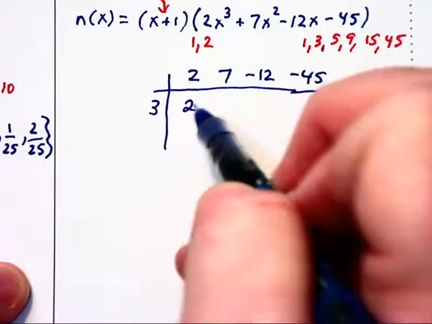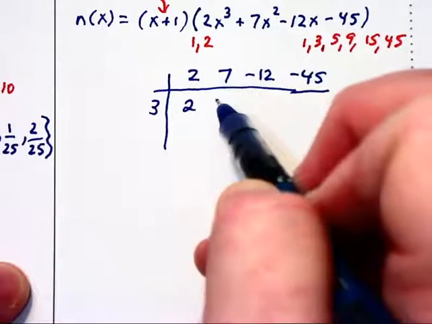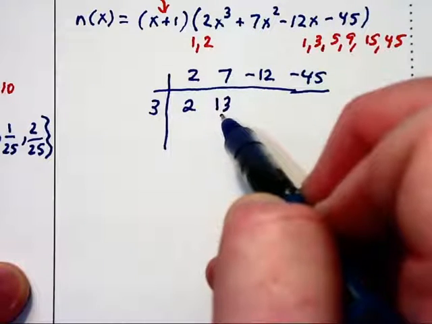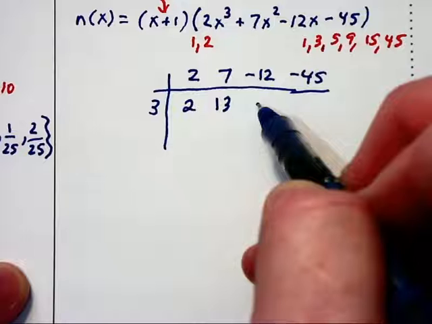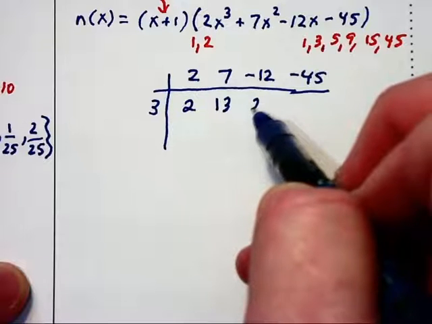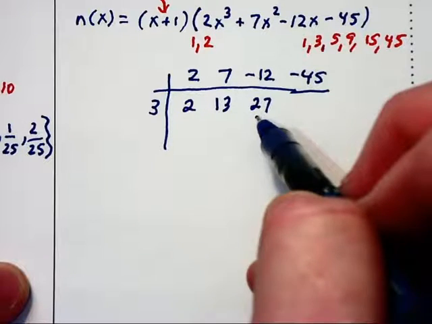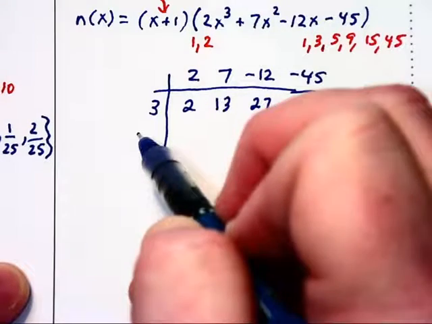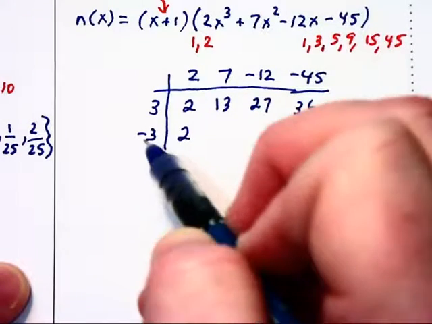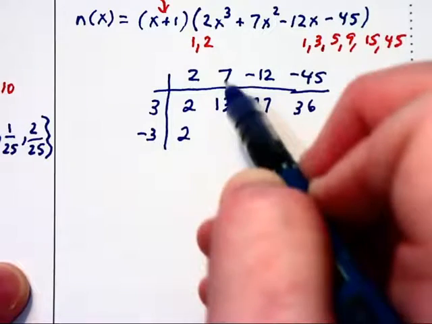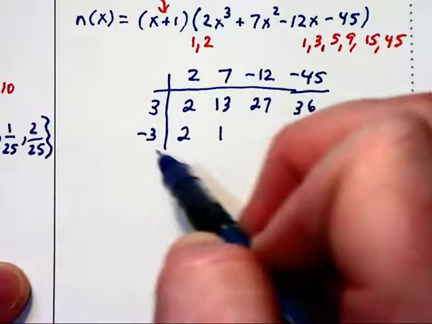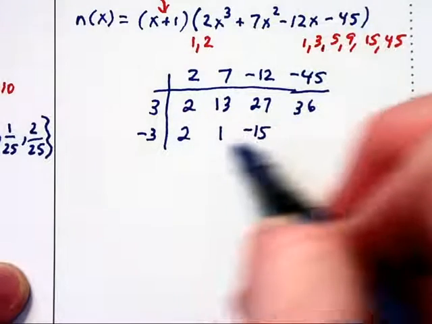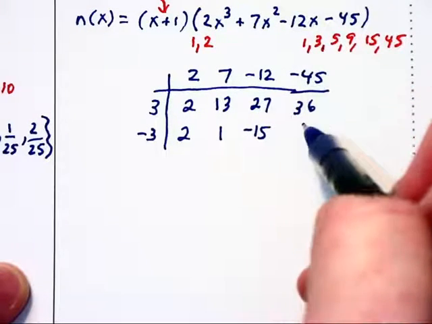Bring down the 2. 3 times 2 is 6, plus that 7 is 13. 3 times 13 is 39 minus 12, which is 27. 3 times 27 is 81 minus 45, that's 36. No way. Let's try negative 3. Bring down our 2. Negative 3 times 2 is negative 6, plus that 7 is 1. Negative 3 times 1 is negative 3, plus negative 12 makes negative 15. Negative 3 times negative 15 is 45 minus 45 is 0.